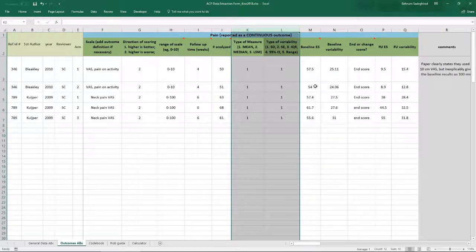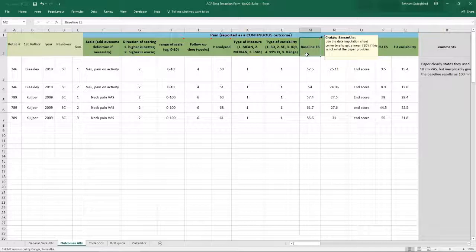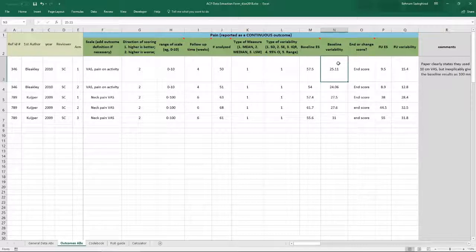Then please record the baseline effect size and its variability. You can enter either a number or a range in this field. If variability is reported as 95% confidence interval or IQR or range, please enter both upper and lower levels in one cell and in brackets. The reason is, if you don't use brackets, it may change to a date format without you noticing.